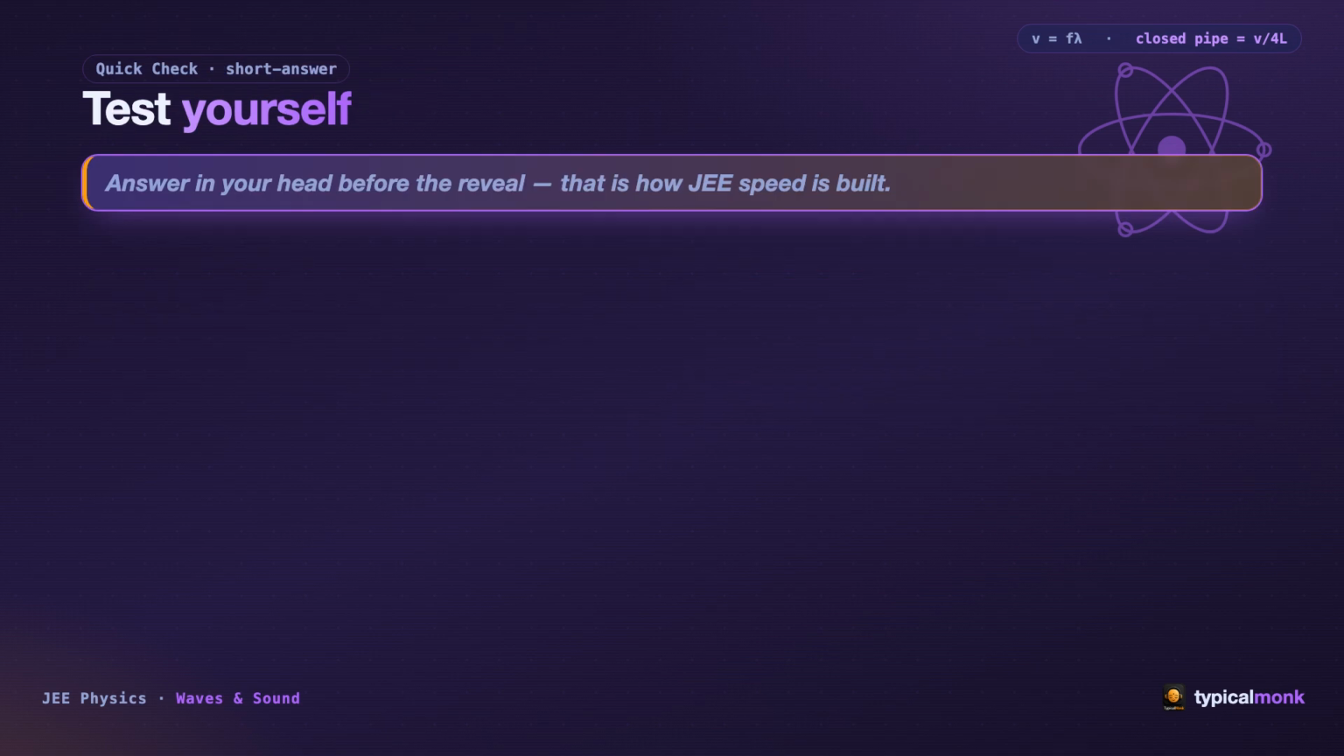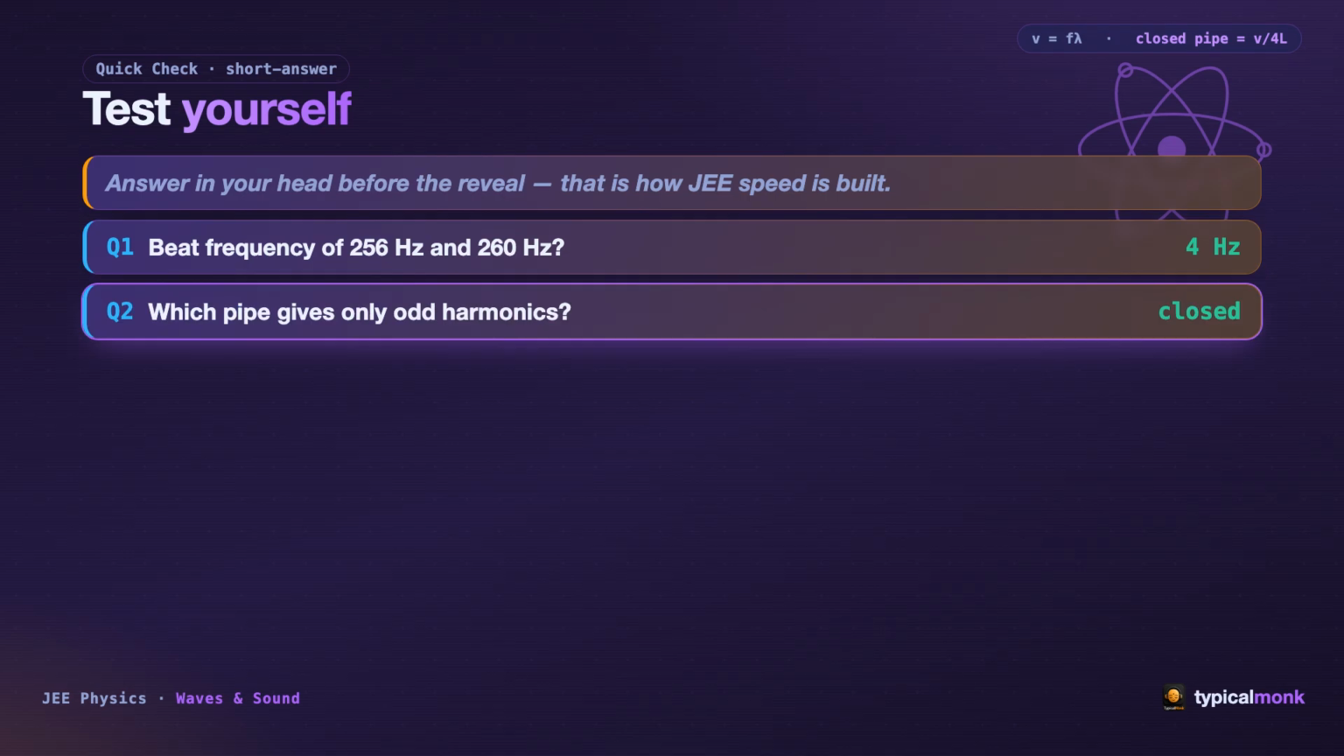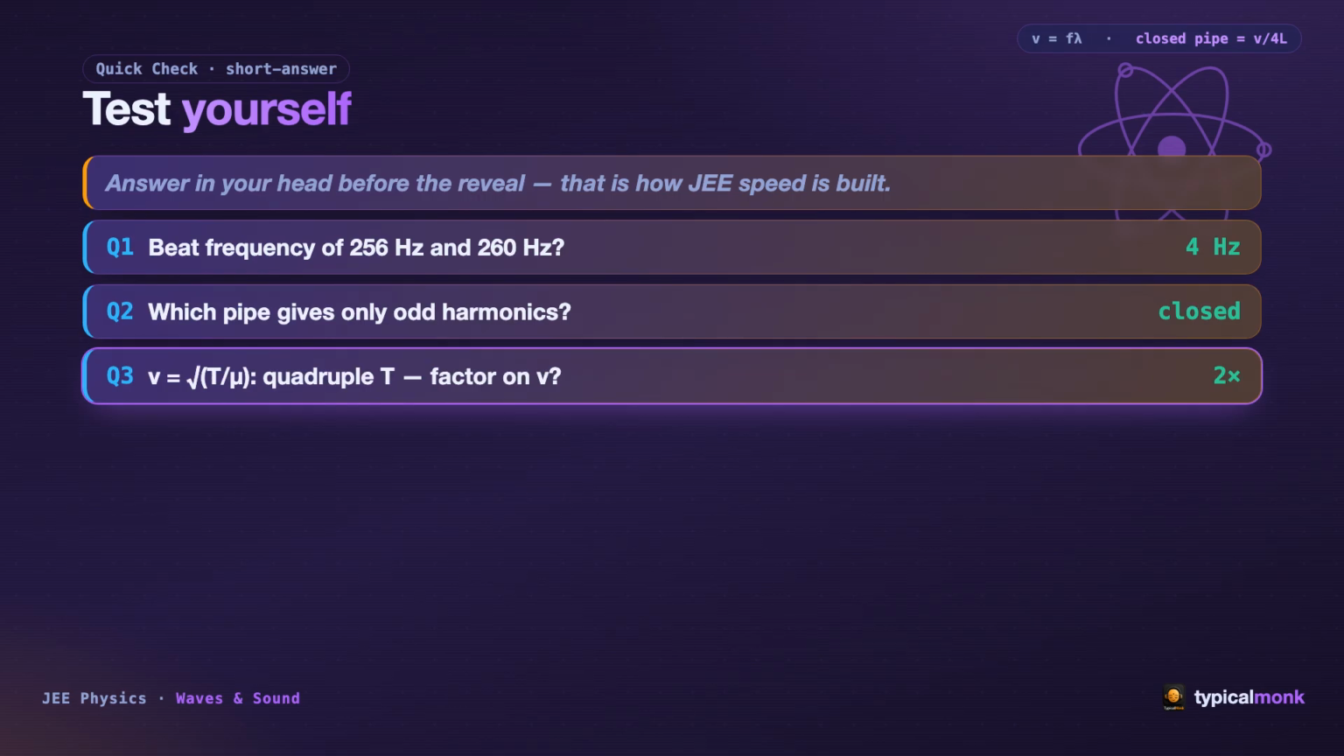Now, test yourself. Answer in your head before the reveal. That is how JEE speed is built. Here we go. Question 1. The beat frequency of 256 Hz and 260 Hz. 4 Hz. The difference. Question 2. Which pipe gives only the odd harmonics? The closed pipe. Question 3. For v equals the square root of T over mu, if you quadruple T, the factor on v? 2, the square root of 4.